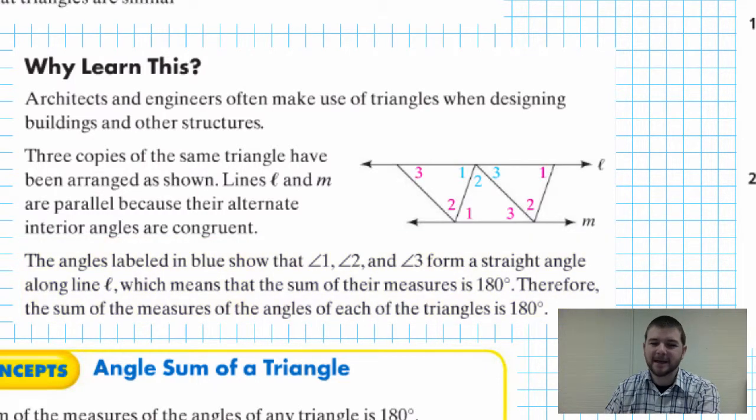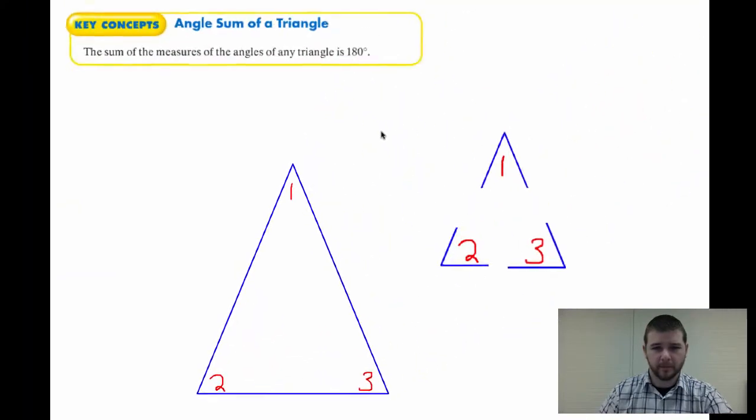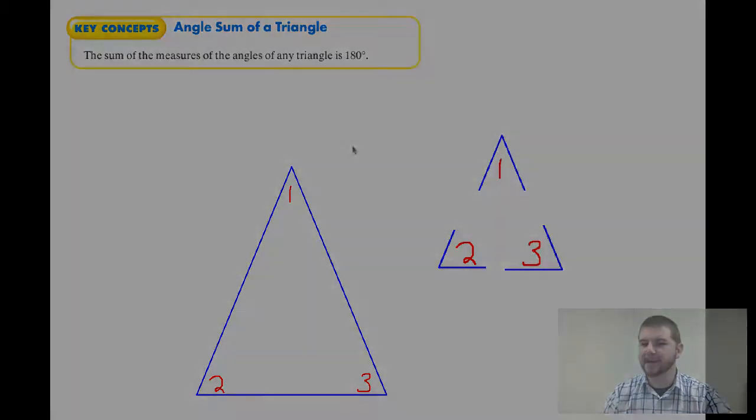And finally, a key concept. The sum of the measures of the angles of any triangle is 180 degrees. And that comes directly from this information in the Why Learn This. What this means, and this is kind of a fun activity to do on paper, is if we take a triangle with angles 1, 2, and 3, and we remove those angles, literally tear them off if we're doing this on paper, or here I've taken screenshots of each angle, and then we arrange them so that they're adjacent to one another, meaning they all share a ray, then they will add up to a straight line.